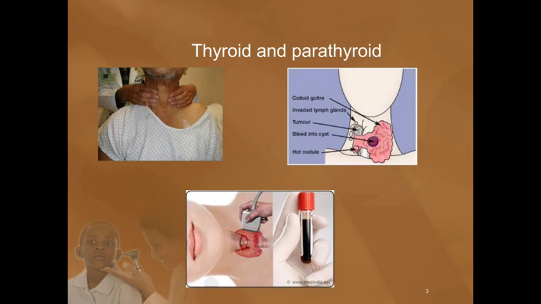The thyroid gland is assessed by the patient's signs and symptoms, blood work, palpation, scans, and fine needle aspiration. The parathyroid is assessed by blood work and looking at the signs of dysfunction.